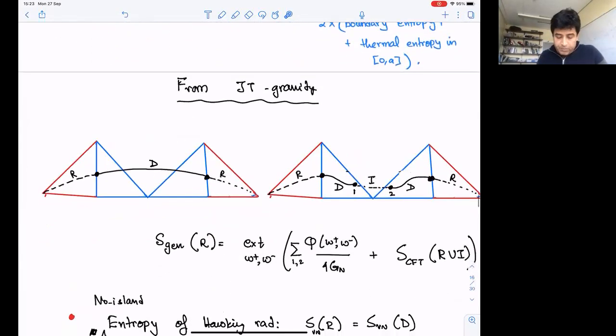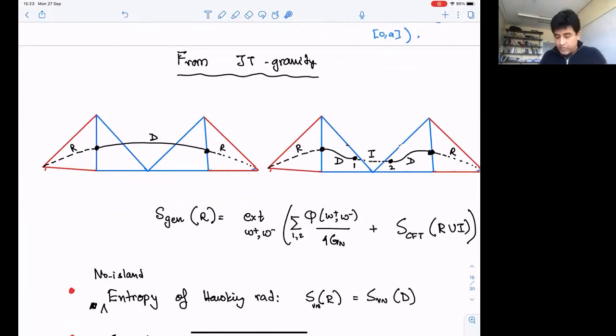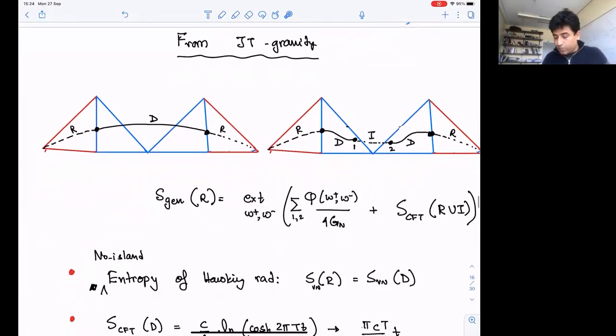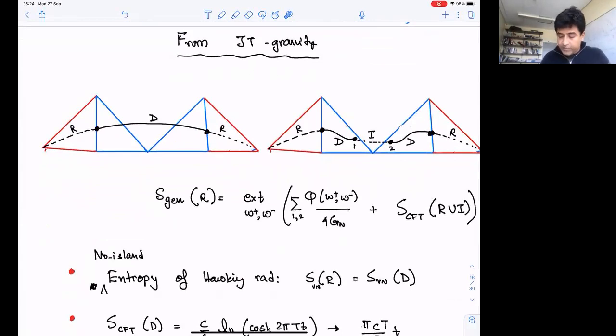So famously, this calculation was done in the JT gravity examples in the well-known papers. And the picture is that in JT gravity, you're interested in computing the von Neumann entropy of radiation across these two semi-infinite intervals in the Minkowski bath. And what you should do is consider the generalized entropy, which is obtained by considering island regions, which are depicted in the second picture.